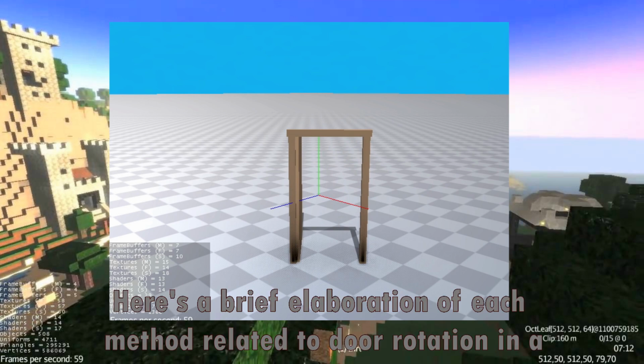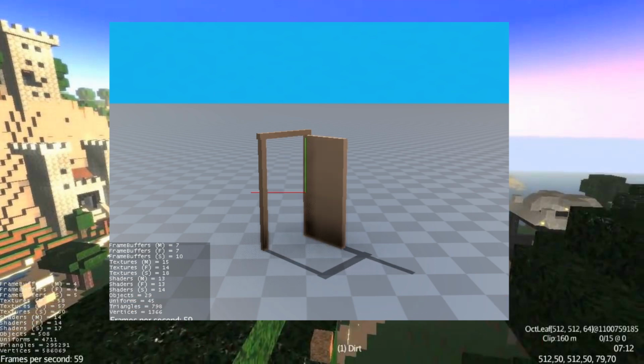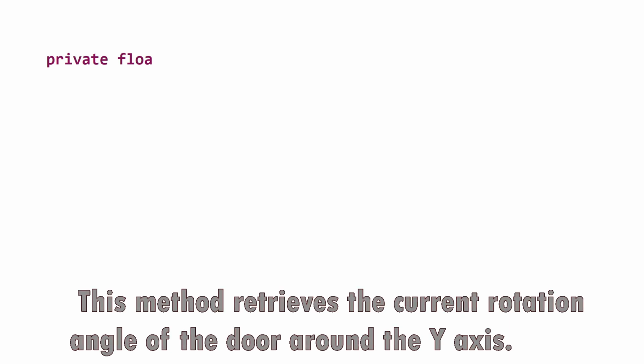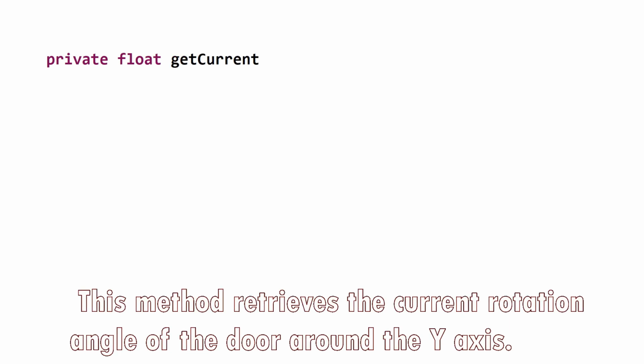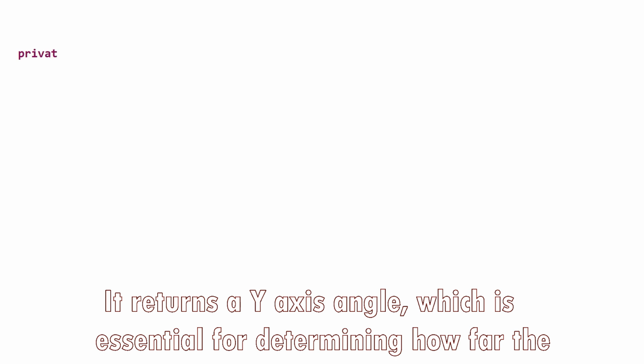The code. Here's a brief elaboration of each method related to door rotation in a jme3 engine application. These methods handle the angle of a door as it opens and closes. This method retrieves the current rotation angle of the door around the y-axis. It returns the y-axis angle, which is essential for determining how far the door has opened or closed.